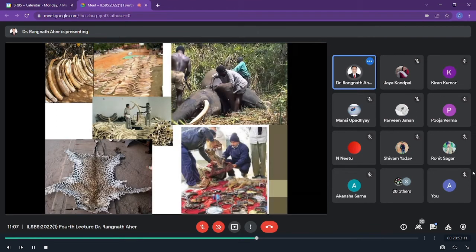See, there are a number of pictures here. These are pictures of poaching. You can see them one by one. Every picture is indicative of how poaching takes place on a large scale throughout the world, and it causes a lot of loss in biodiversity. This is very dangerous, but it is real, it is true.